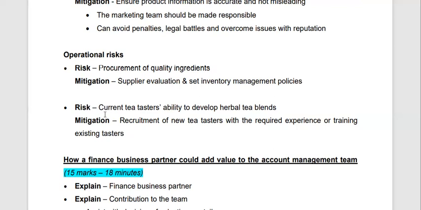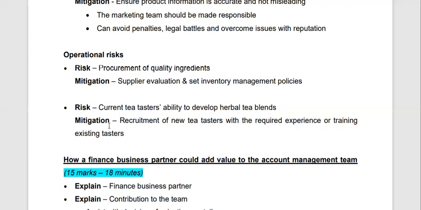And the second operational risk is current tea tasters' ability to develop herbal tea blends, because we are not developing these blends at the moment. So before we sell it to the market, we have to work with our tea tasters to come up with a unique blend which can be used forever. Current tea tasters might not have the ability to develop herbal tea blends, because last time we did it, it was 5 years back. We do not know whether the tea blenders or tasters who were working 5 years back are still employed within the company. So this is an operational risk which pops in my mind.